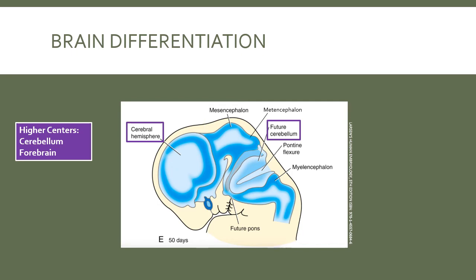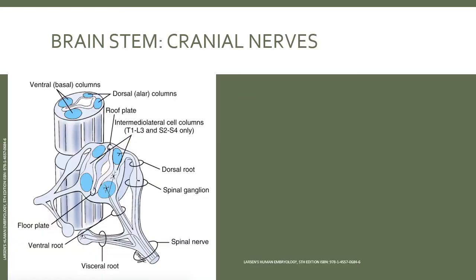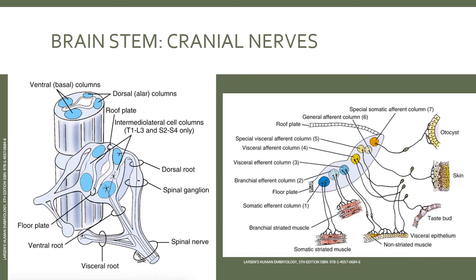Again, when we think about the brain, we think about higher centers, the cerebellum and the forebrain, although we'll talk about the cerebellum when we talk about the brain stem because it derives from the same structures. And then the brain stem, which includes the myelencephalon, the metencephalon, the pons, and the mesencephalon, which are all shown here. So again, brain stem, similar in development to the spinal cord, but more complicated. Instead of 4 columns, there are 7. And those 7 columns go on to do a somewhat more diverse array of functions than in the spinal cord.